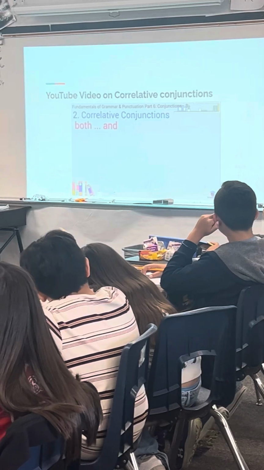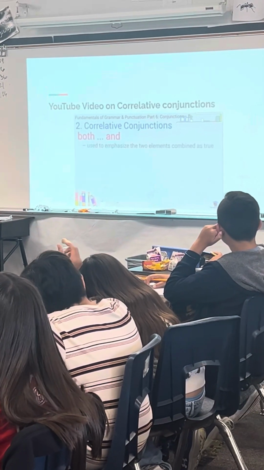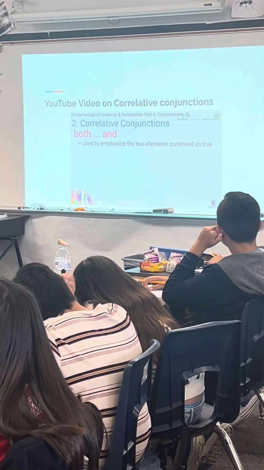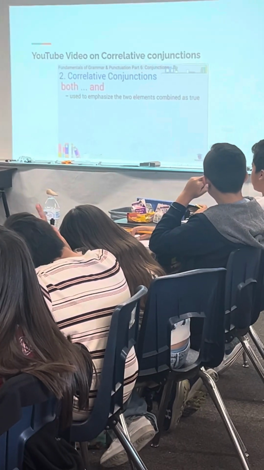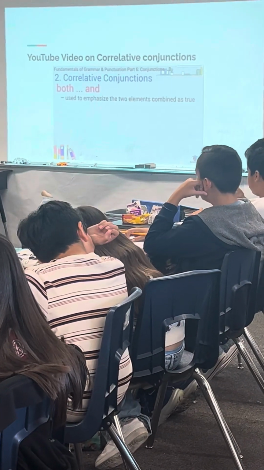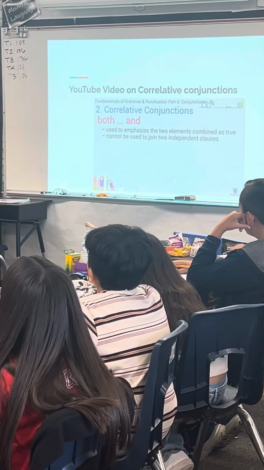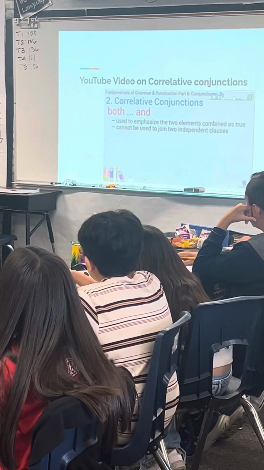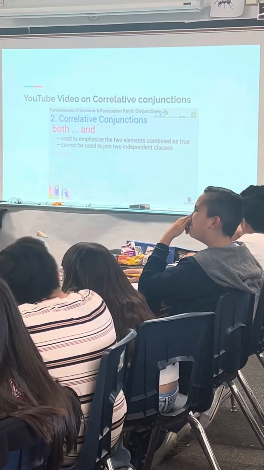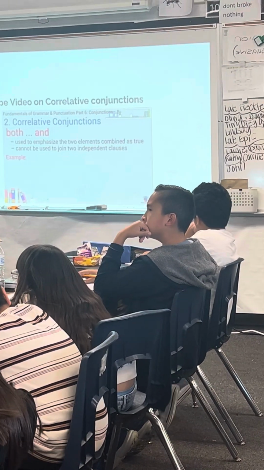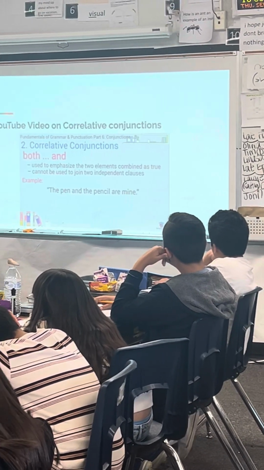Both and. Both and are used when we want to put emphasis on two elements that are true in a sentence. And it is important to note that this pair cannot be used to join two independent clauses, only words or phrases. Example, I can write, the pen and the pencil are mine.